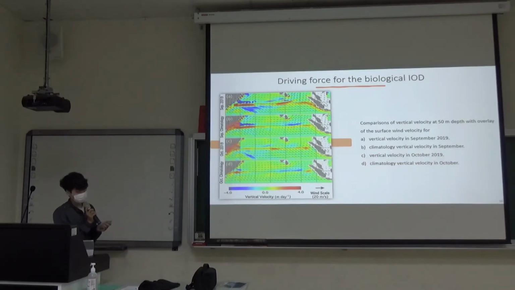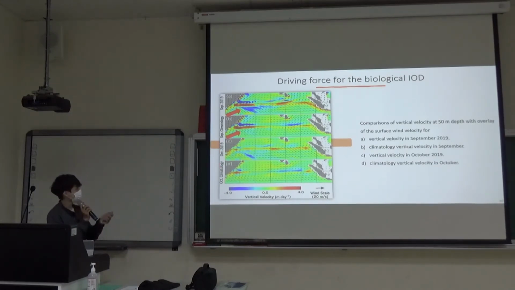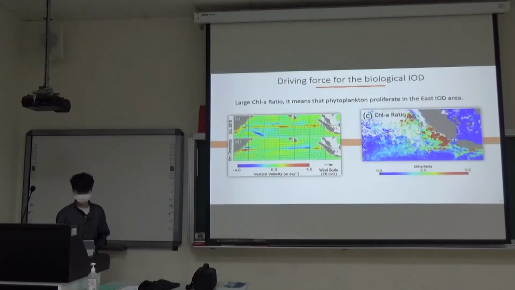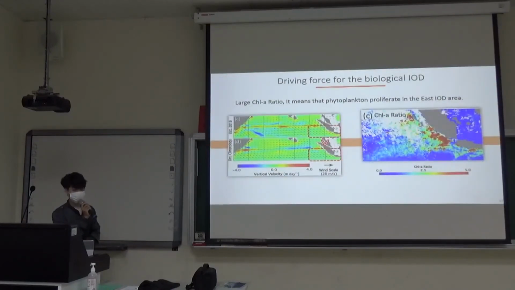On the contrary, in the southwest IOD area, September 2019 showed clearly more downwelling than the average. It also occurred in October, but it was not as clear as in September. This means that in 2019, wind-driven and enhanced upwelling brought highly nutritious seawater to the sea surface, causing phytoplankton to proliferate in the eastern part of the IOD.